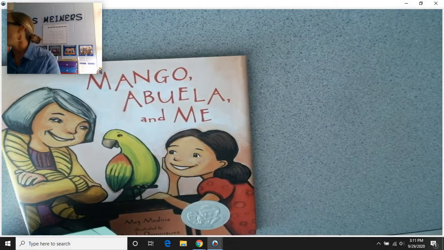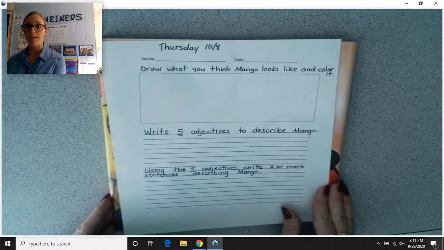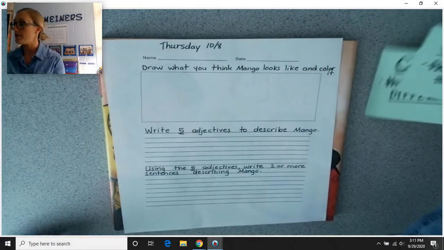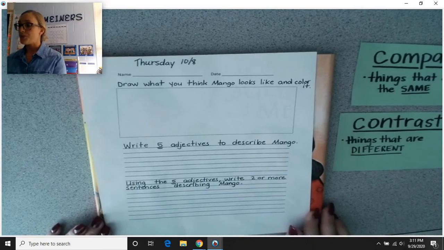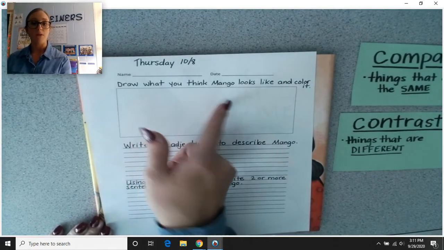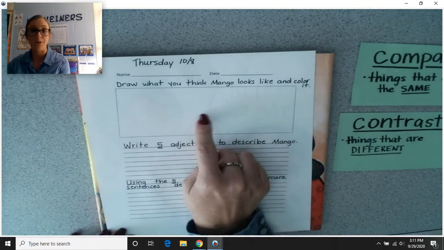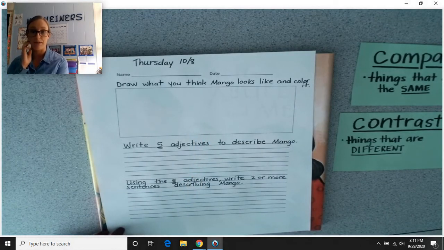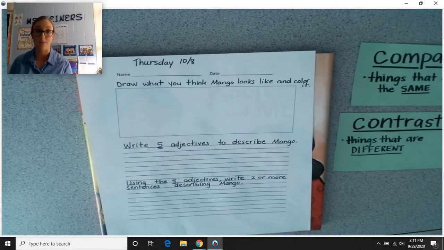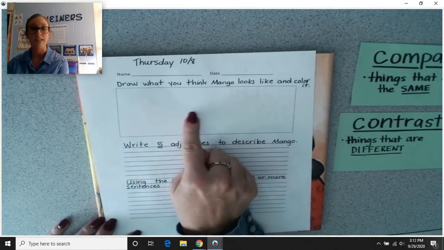Now, you will find in your folder today's writing assignment. It has Thursday, 10/8 at the top. Put my cards over here. All right. So you are going to draw what you think Mango looks like and color it. Now, it told you why his name was Mango. So I expect that when you color your picture, you color it how it was described in the story, because there's a reason that his name was Mango. All right, so you're going to draw what you think Mango looks like and color it here in the box.